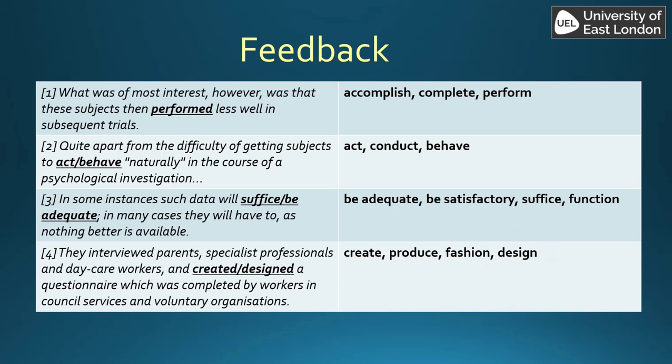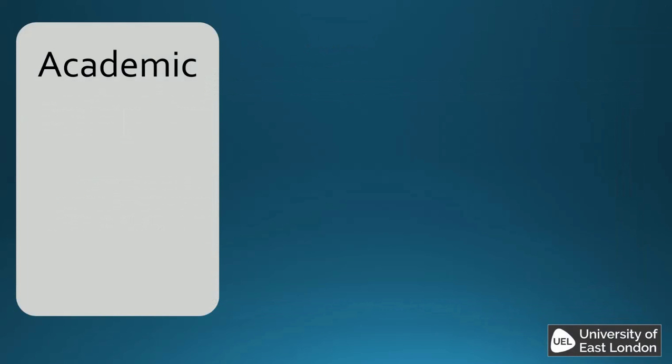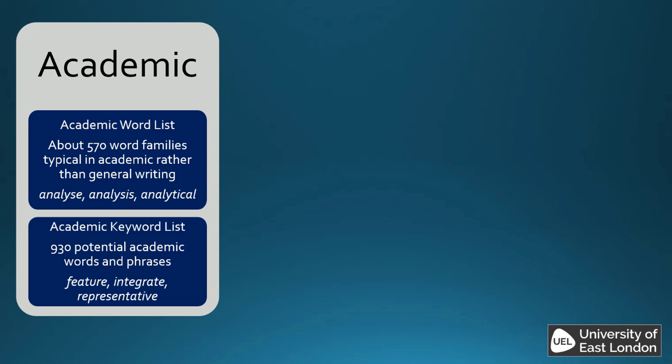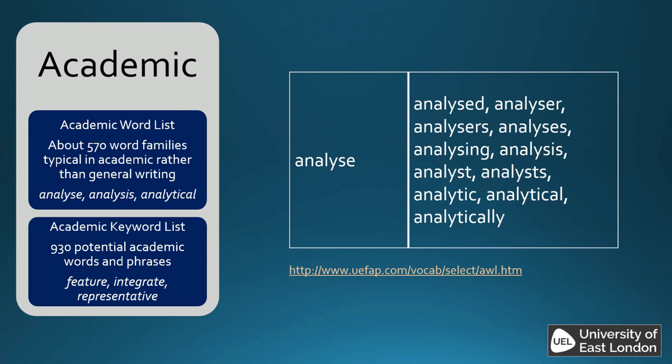The kinds of vocabulary you will meet in your reading and need to use in your writing may also differ in terms of being more restricted to academic genres. The academic word list and academic keyword list identify hundreds of words frequent in academic texts, but less so in everyday writing. These lists are excellent tools for focused vocabulary learning, especially if you haven't had much experience in reading academic texts. The academic word list is also useful as it lists word families, like this example of analyze.